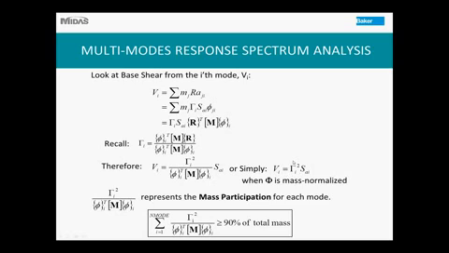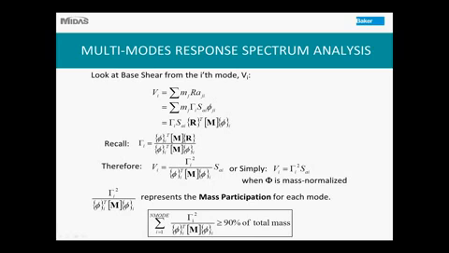So the base shear from the ith mode is basically gamma i squared times SAi, and this gamma i squared factor describes the mass participation. So when you cut off your modes, you just need to make sure that the summation of gamma i squared for all the modes you have selected is larger than 90% of the total mass in the system.